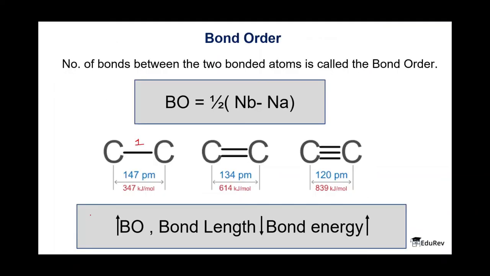As it is clearly visible, as the bond order increases from 1 to 2 to 3, the bond becomes much stronger, which means the two atoms are going to be much closer to each other. So as the bond order increases from 1 to 2 to 3, the bond length is going to decrease because the atoms are coming much closer to each other, and the bond energy is going to increase. I hope we understand the entire concept of molecular orbital theory.